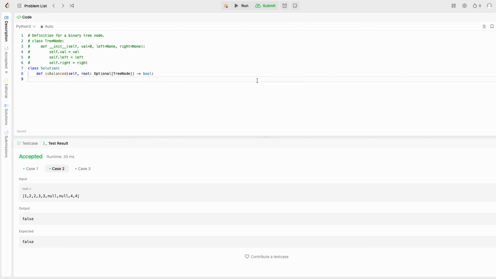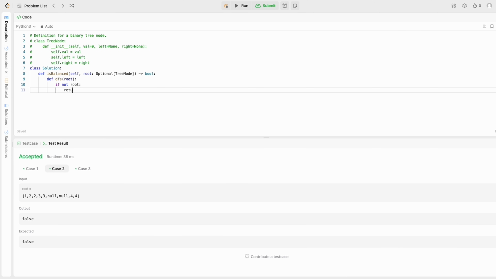Perfect. So now we're coding the solution, and the first thing that we will need is to define our depth first search. So we will pass in a root, and the next thing we will need to do is define the base case, which will be if not root, then return a tuple which will be true, and the height will be 0.